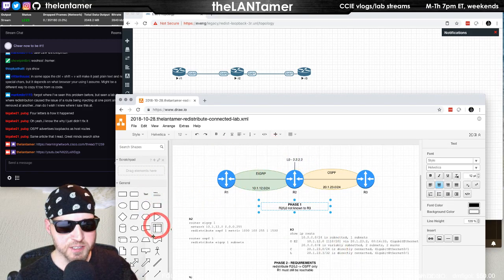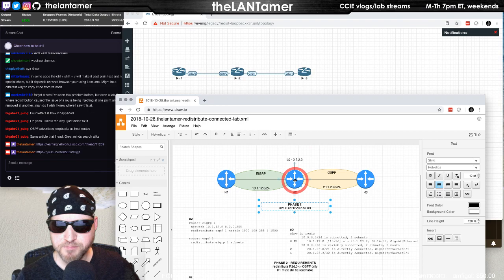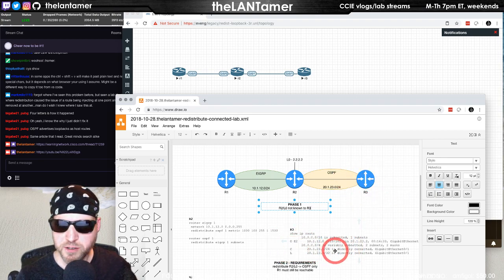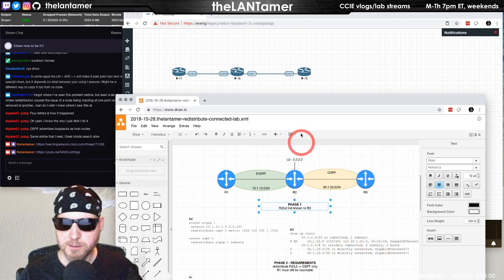Yes, we've got mutual redistribution happening here. So if we look at router 3, we're going to know the 10.1.12 network. We're going to learn that because of redistribution. It's an OE2 route, right? On router 3, we're also going to know we have our own connected networks.